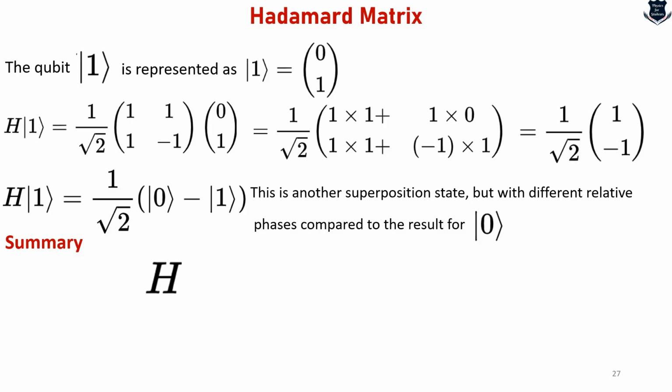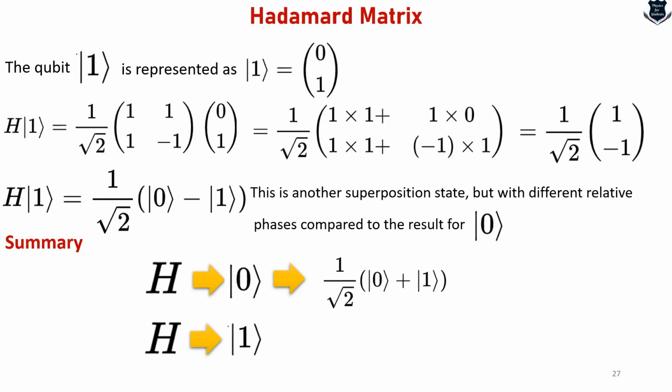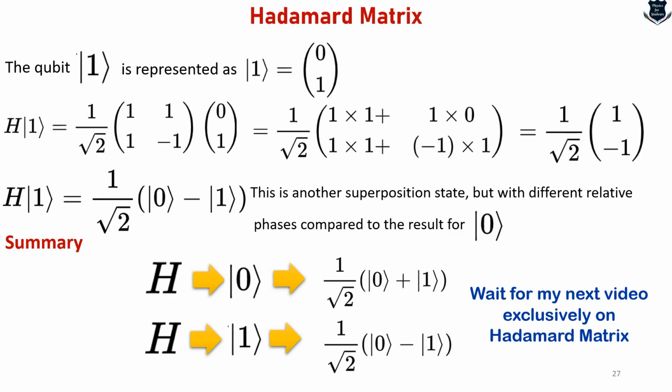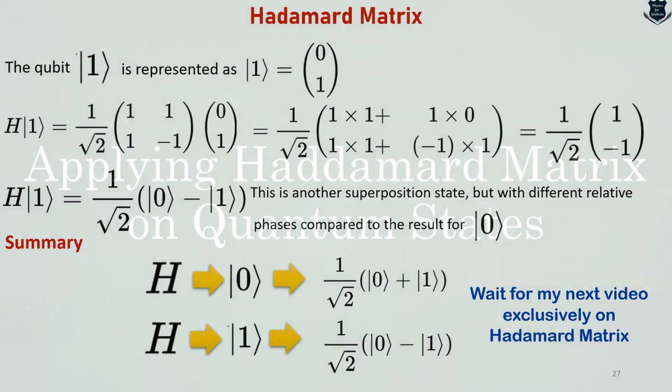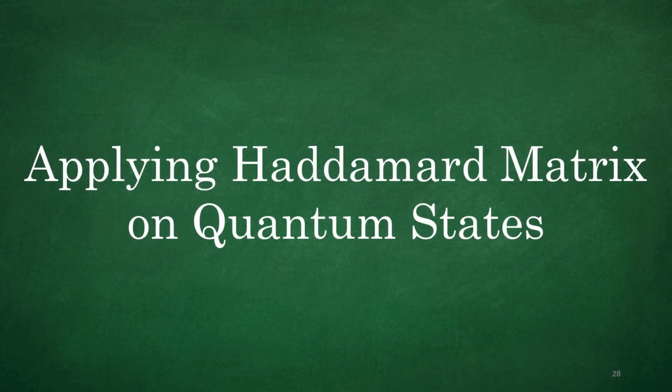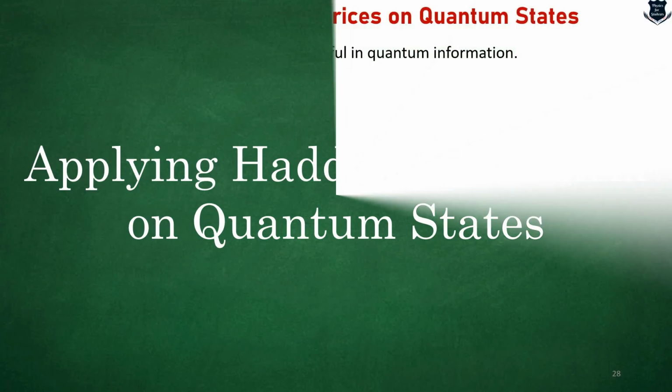So from here we can summarize that if H is applied over our qubit state 0, it resulted into this. Applied to qubit state 1, it resulted into this one. So the state 1 is transformed into an equal superposition of 0 and 1, with different signs, 0 plus 1 and 0 minus 1. So can we apply it? Yes, so wait for my next video where I will deal exclusively with the Hadamard matrix. Now comes the phase of whether we can apply the Hadamard matrix on the quantum states. Let us see in the next part of the video.